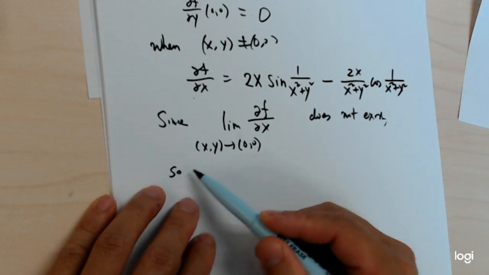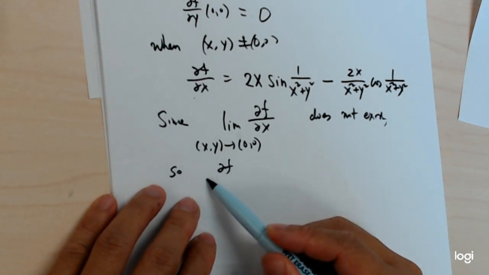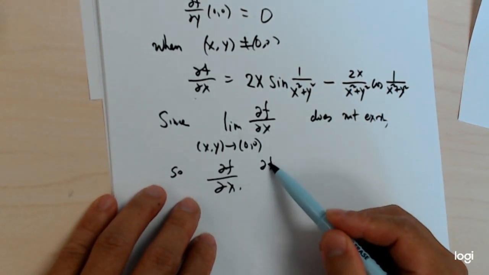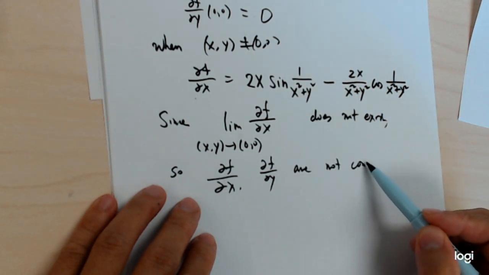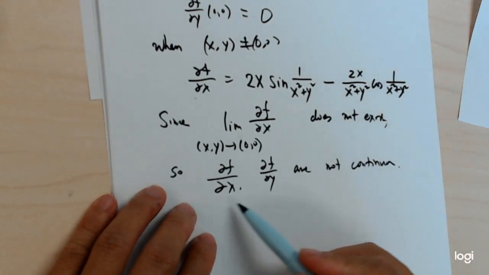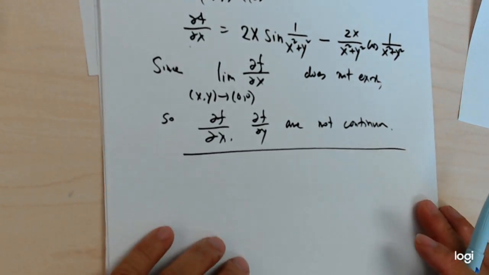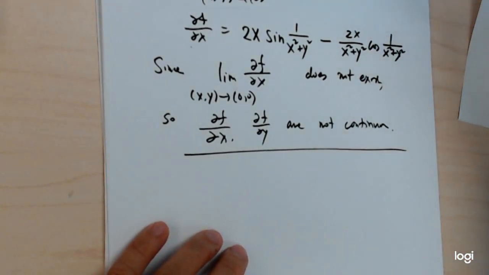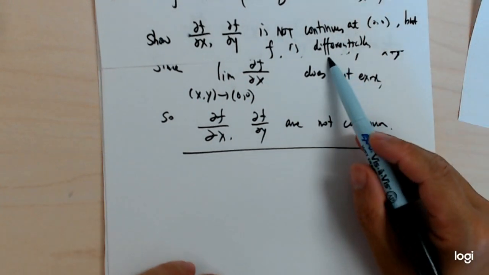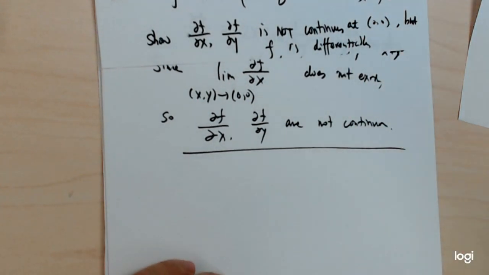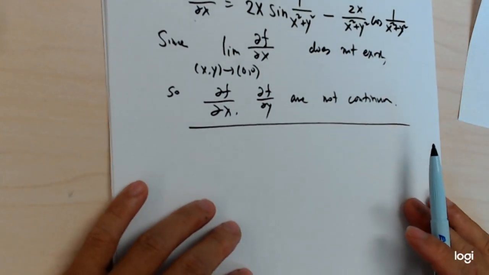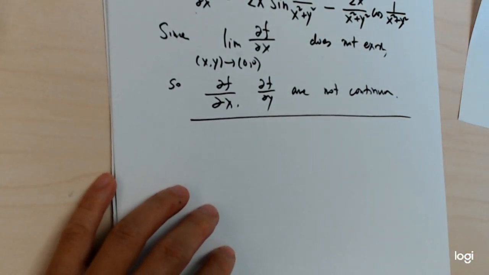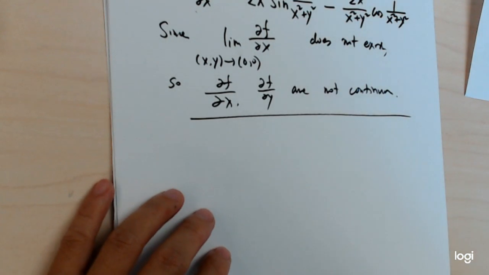Anyhow, the conclusion is those two partial derivatives are not continuous. However, this does not prevent the function to be differentiable. This does not prevent the function to be differentiable. Let's think about how do we prove differentiability.